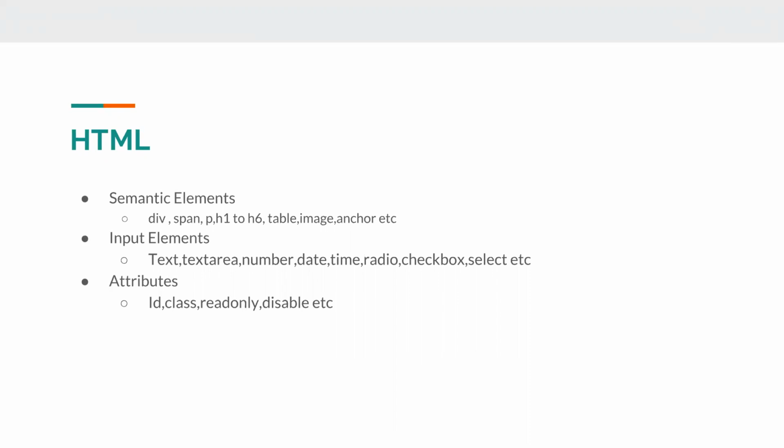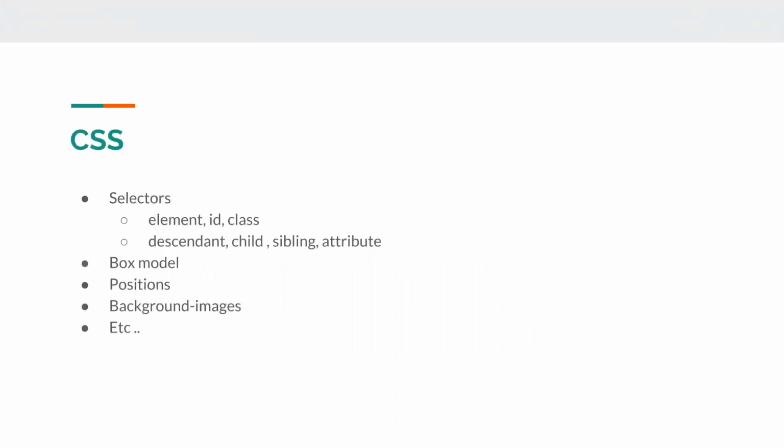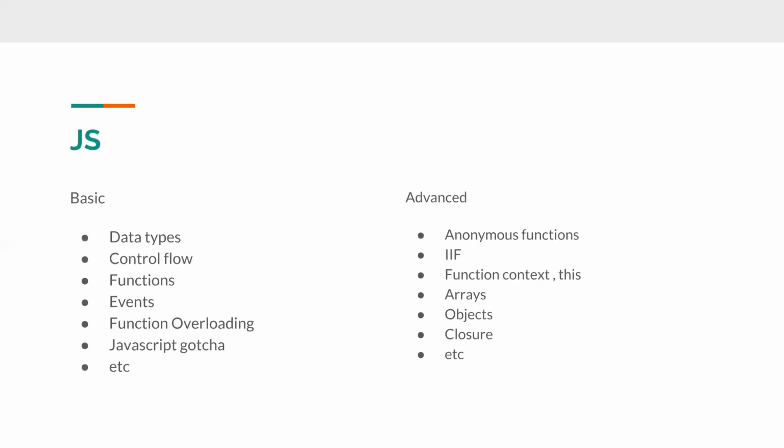Apart from that, we are going to talk about the attributes that are available for HTML elements, like ID, class, read-only, disable. Once we come to CSS, we are going to discuss what is a style sheet, what is a cascading style sheet, how to apply the styles, and what is a style definition. Then we are going to talk about selectors available in CSS: element selector, ID selector, class selector, descendant selector, child, sibling, attribute, and the pseudo elements and pseudo classes. Then we are going to talk about the box model, positions, and background images.